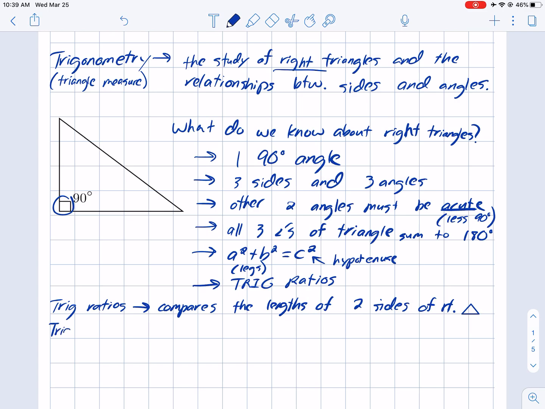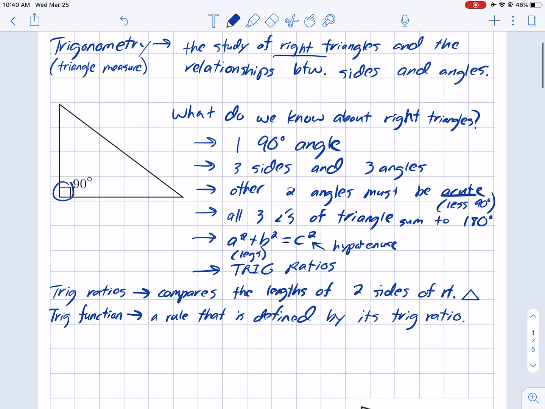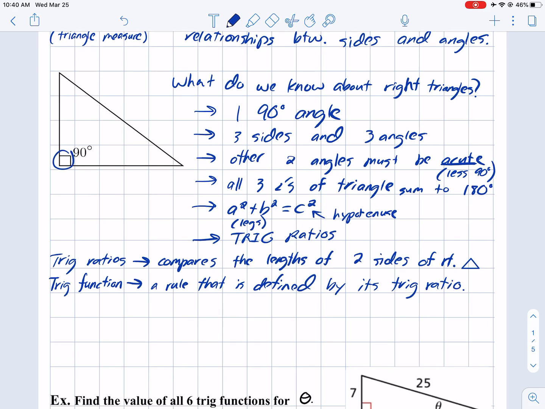Okay, a little bit later in this unit, we're going to be talking about trig functions. A trig function is just a rule that is defined by its trig ratio. Okay, I know a lot of writing and a lot of definitions here, but we need to put those down anytime we're starting a new unit. A lot of properties and rules and definitions here.